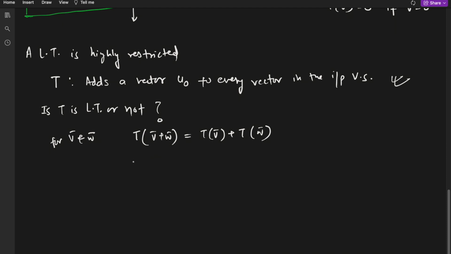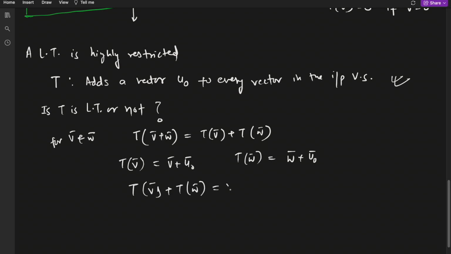All right, so first of all, what is the transformation of v? What I said is that it simply adds a vector to every vector. So the transformation of v is nothing but v plus u naught. Similarly, the transformation of w is nothing but w plus u naught. So what is the addition of these two? This is v plus u naught. I will simply add these vectors, which is nothing but v plus w plus 2 times u naught. This is the left hand side. Now I will check the right hand side.